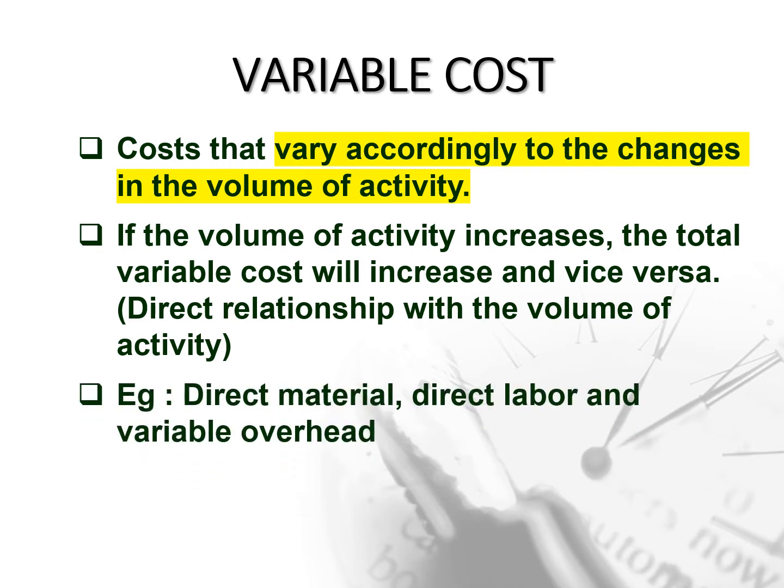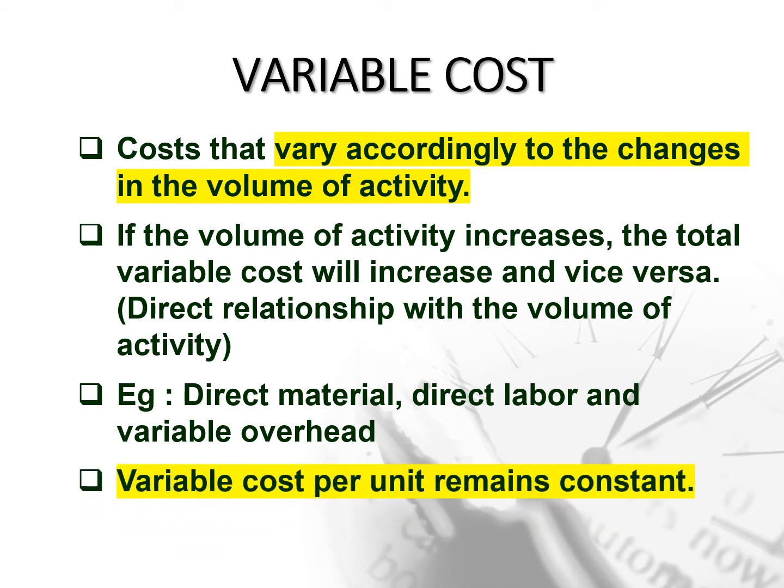For example, direct material, direct labor, and variable overhead. Whereas, variable cost per unit remains constant. Manakala, kos berubah per unit adalah constant atau tetap.